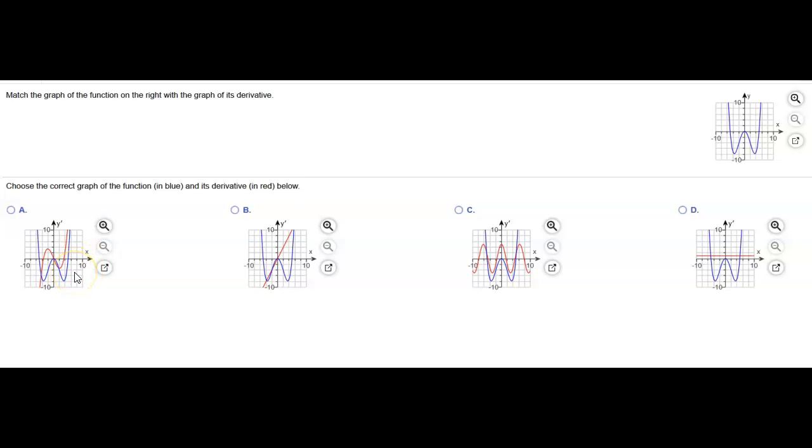And we could actually keep working if we wanted to, just to show that it also follows the other characteristics. But if I'm looking at this, that's good enough for me. All right, so pick A, and I'm done.